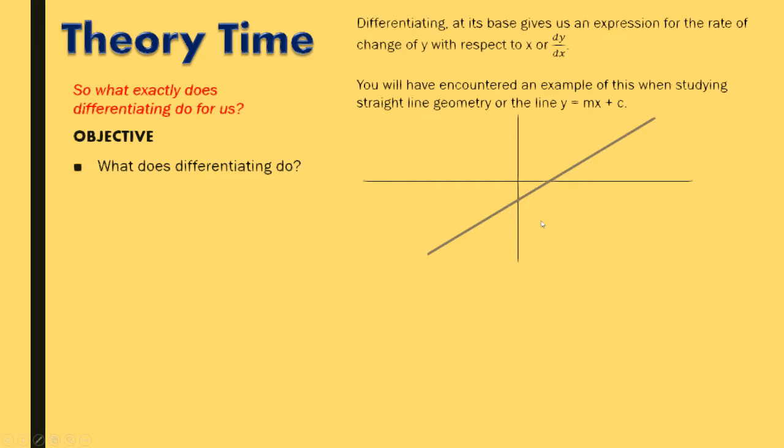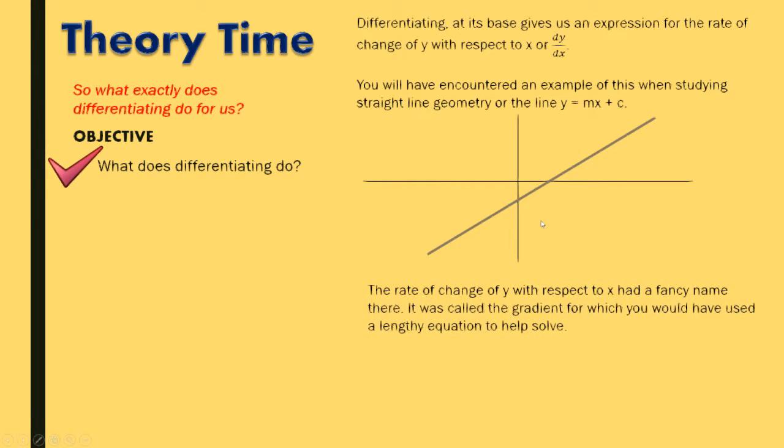There is a straight line graph. You'll have encountered an example of this when studying straight line geometry, or the line y equals mx plus c. You know what y and x are? They're coordinates that lie on the line generally. But what does the m stand for? Well, the m was the gradient. And you would have used an equation like y2 minus y1 over x2 minus x1, or the rise over run, or the change in y over the change in x to help solve that.